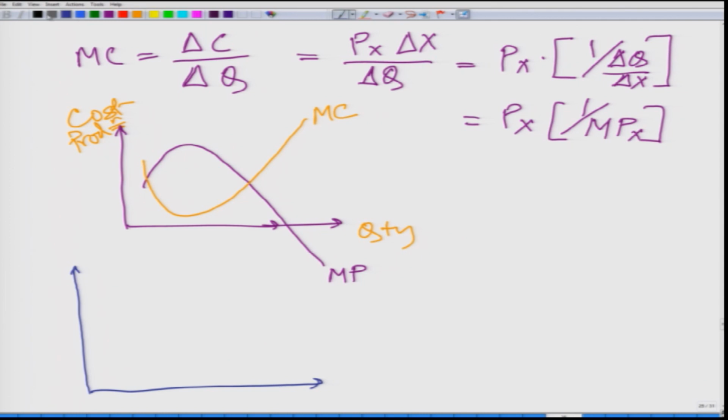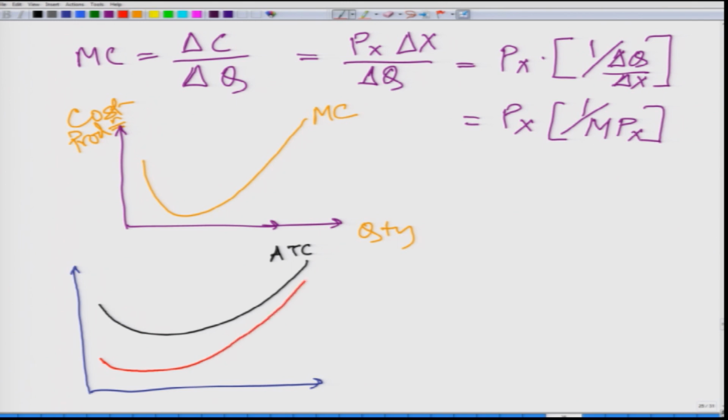Therefore, if I bring all these curves together, I will have an average total cost curve, an average variable cost curve, and an average fixed cost curve, given my quantity and cost here. I just keep it, this is my MP.